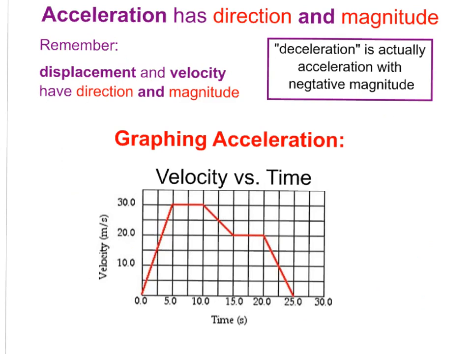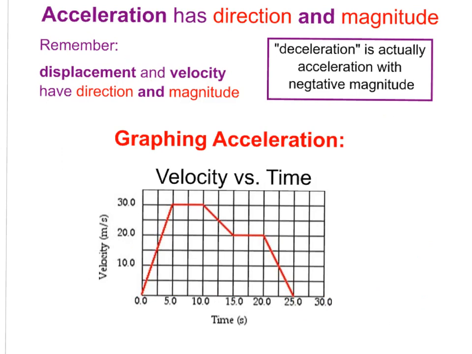When we start to graph acceleration, we're going to be graphing velocity versus time. So you remember the graphs that we looked at before. We were graphing position versus time or displacement versus time. That gave us a line that represented the velocity. Now we're going to take that velocity, a little more complex idea, graph that against time and try to understand the acceleration that is taking place.